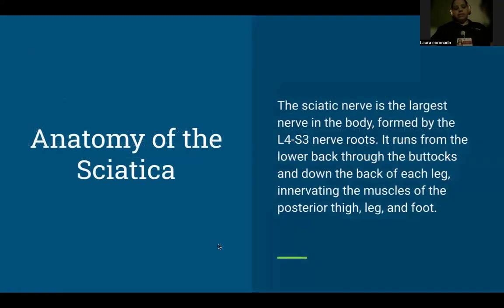So, a little anatomy of the sciatica. The sciatic nerve is the largest nerve in the body. It is formed between the L4 and S3 nerve roots, and it runs through the posterior side of the lower extremity, from the glutes to the hamstrings, the gastroc, all the way down to our foot.